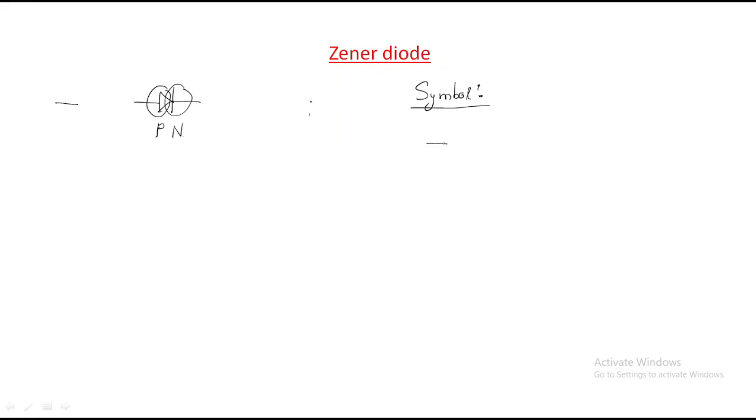The symbol looks like a Z form. This is the Z form. This is the GNR diode. The symbol looks like a Z, and that's why it is called the GNR diode.